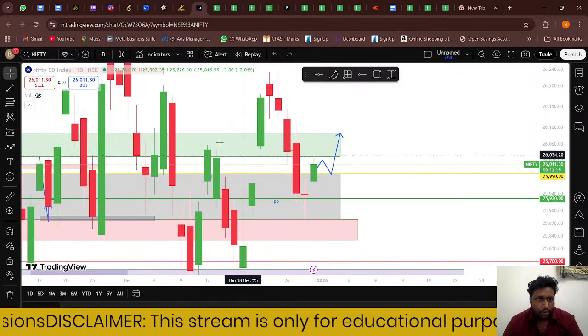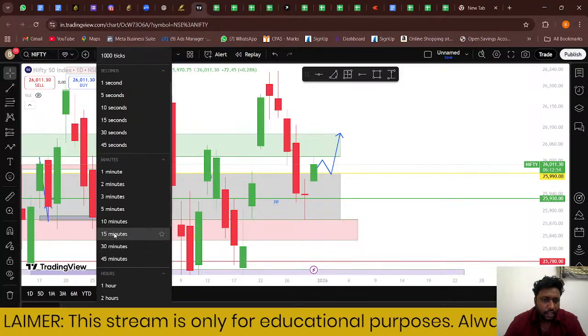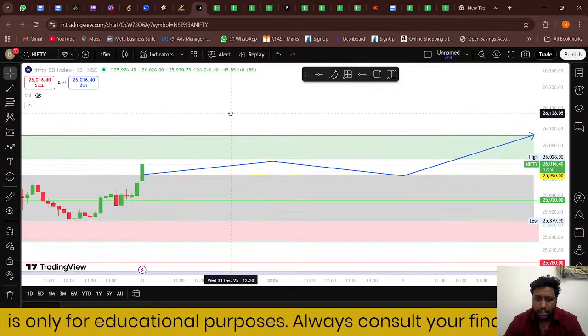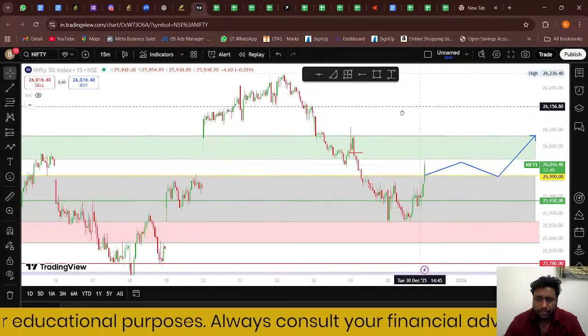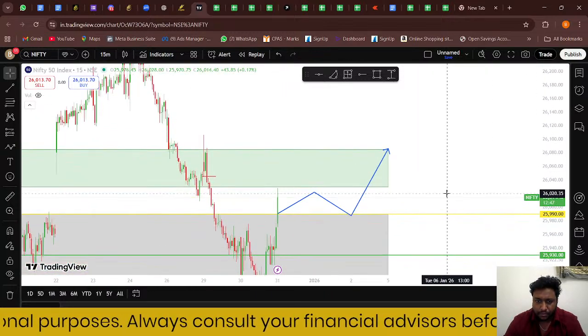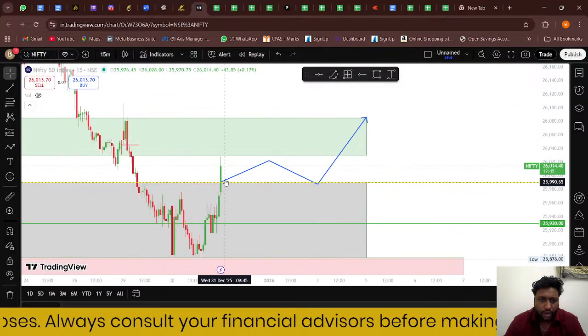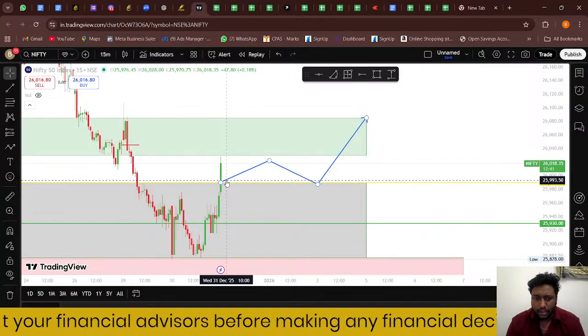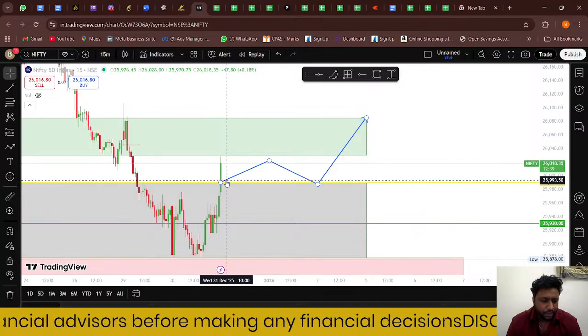Right now, we will change it to 15 minutes. Let's wait for the first initial 15 minutes for the market to settle, because only a closing above this level can be considered as an entry over the resistance 1.